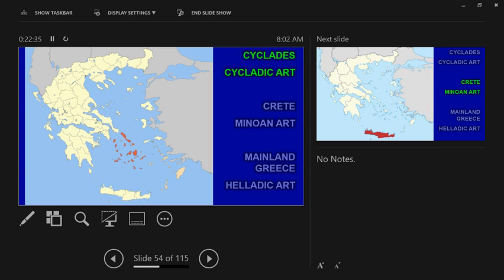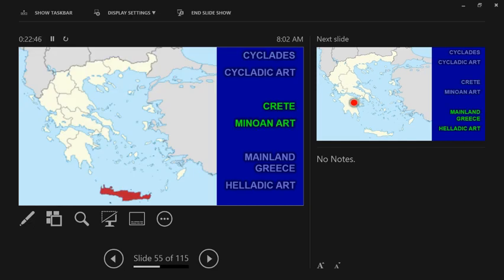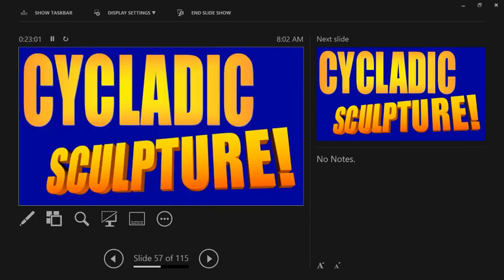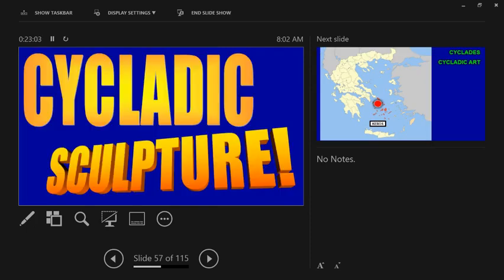All right, so we're going to divide up Greece into several different areas. So there's the Cyclades or Cycladic art. On the island of Crete is Minoan art. And then on the mainland is Helladic art. And so we're going to go and look at Cycladic sculpture first.